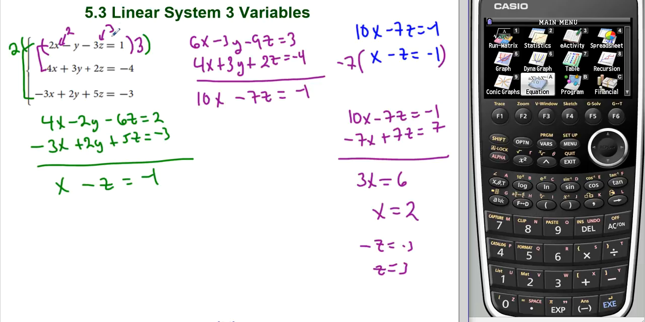Right? So that's 6, and that is a negative 9. So I'm going to add 9 over there. That's 10. Subtract 4. That gives me 6. Okay. And then negative y is equal to 6. Therefore, y is equal to negative 6. So I have y is equal to negative 6. So my solution set is 2, negative 6, and 3.